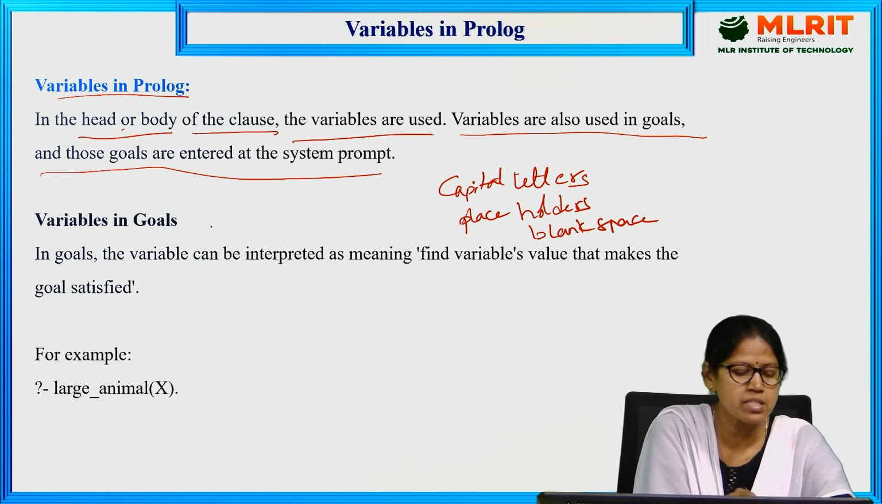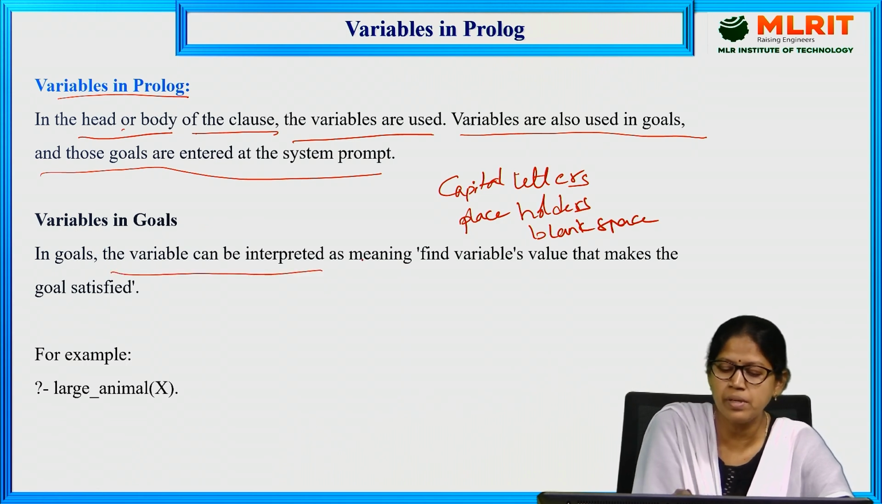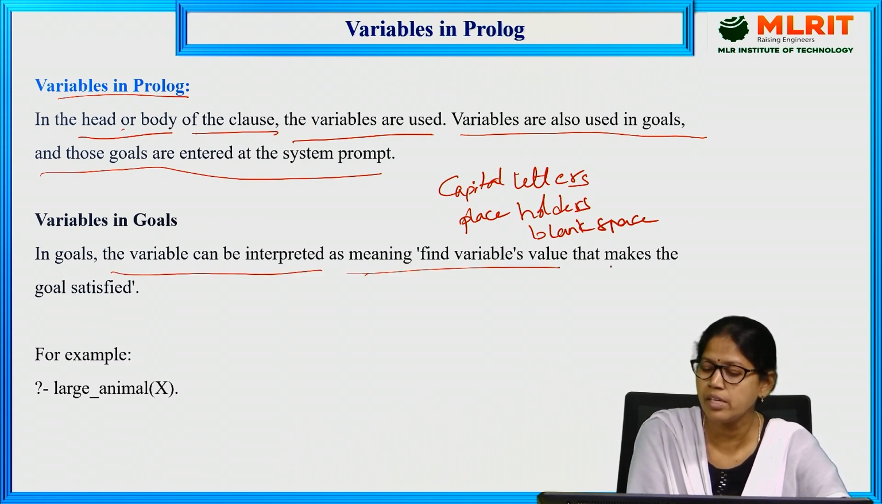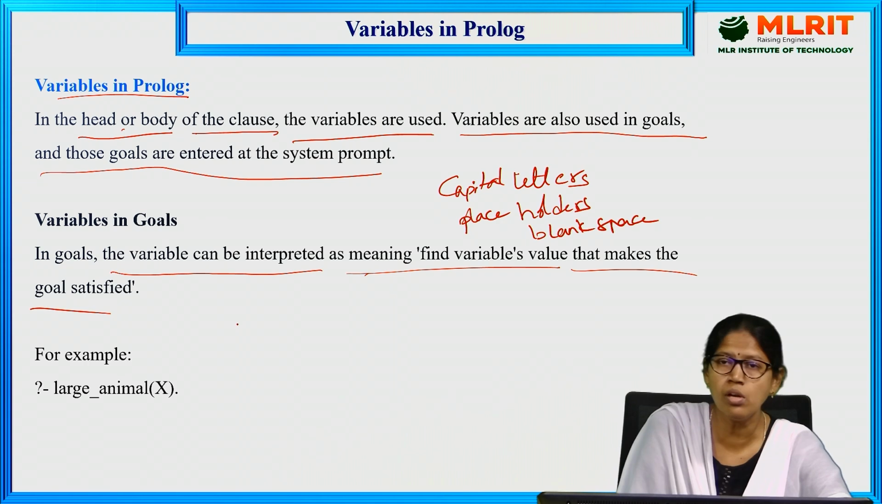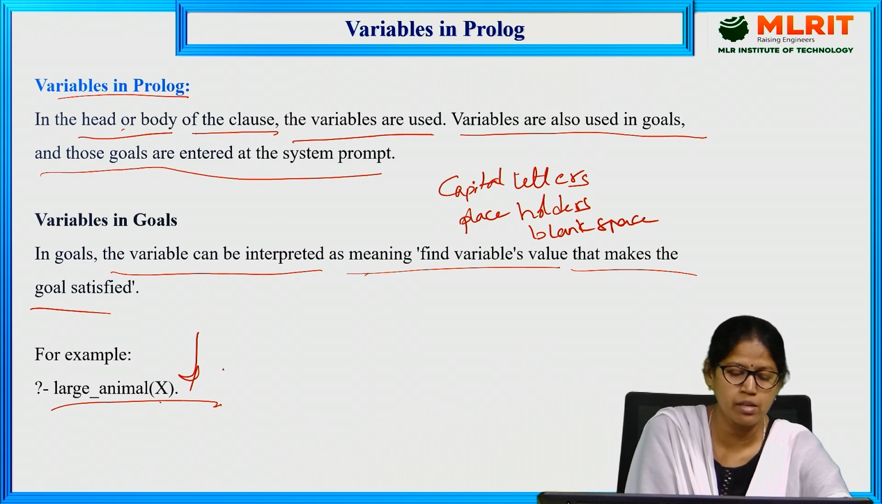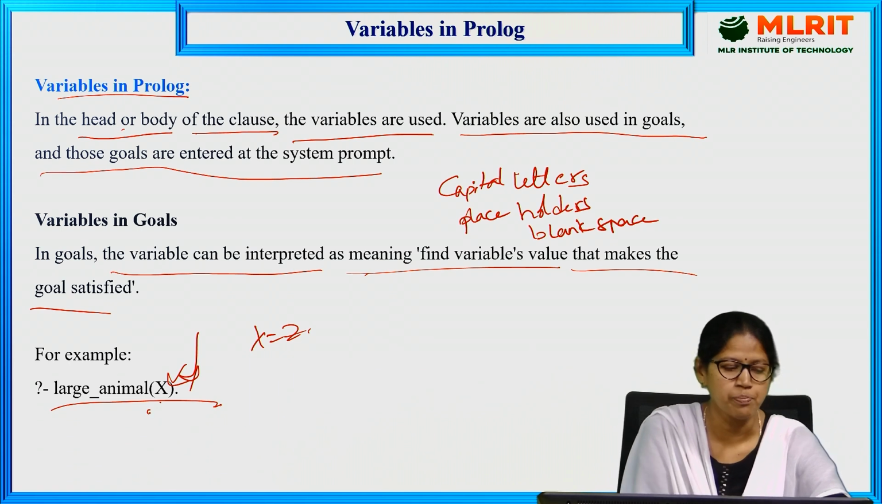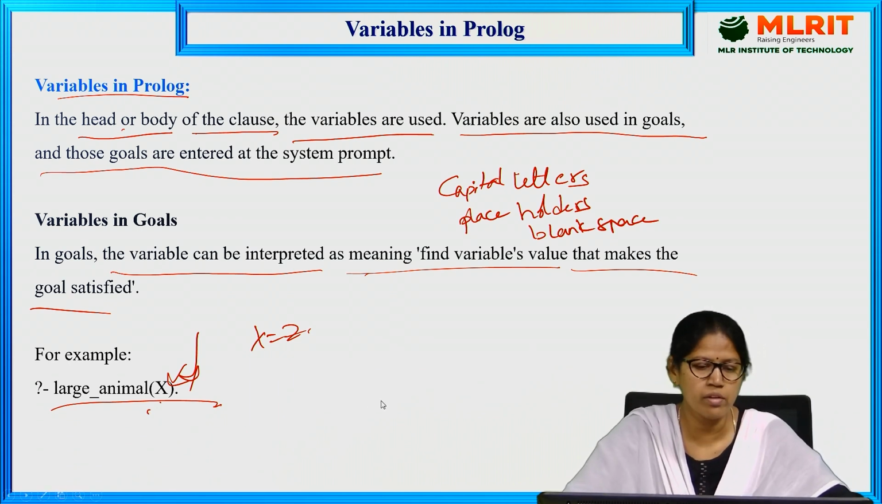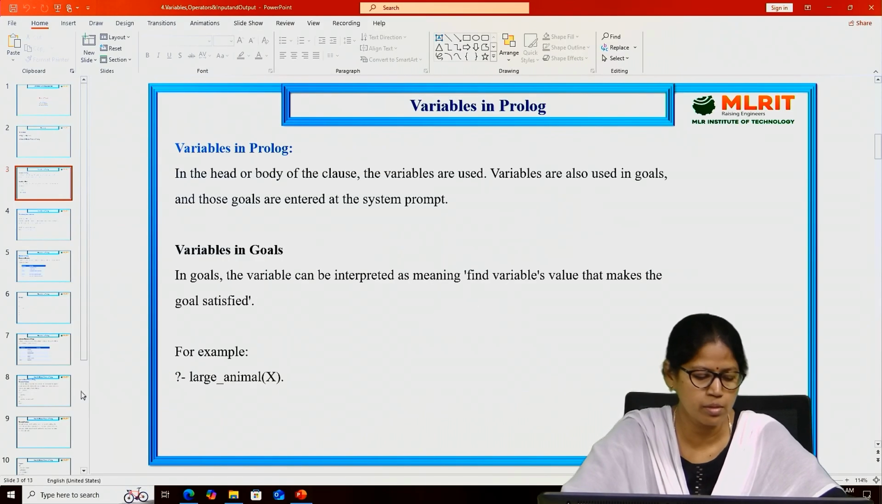So, variables and goals. In goals, the variables can be interpreted as meaning: find the variable's value that makes the goal satisfied. For example, large animal X. We store this in the database, and X equal to giraffe, then it will give the answer as giraffe.